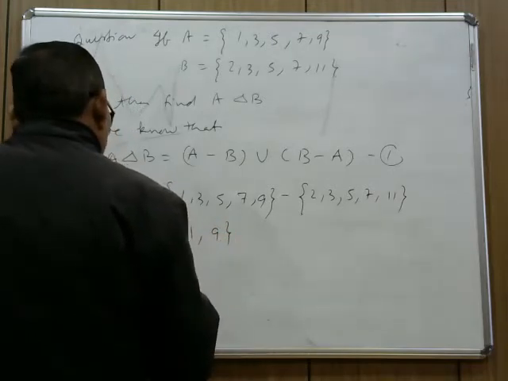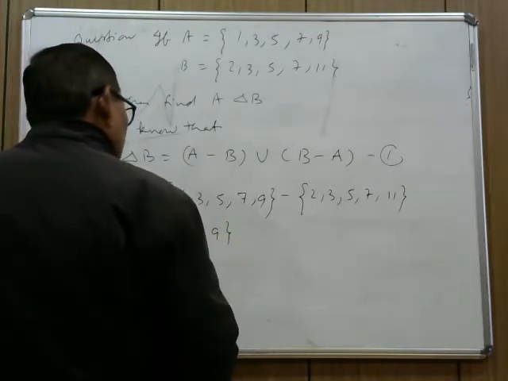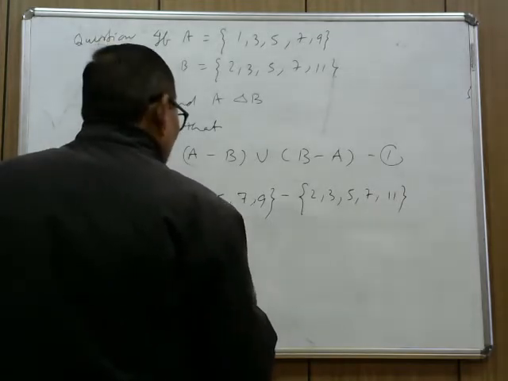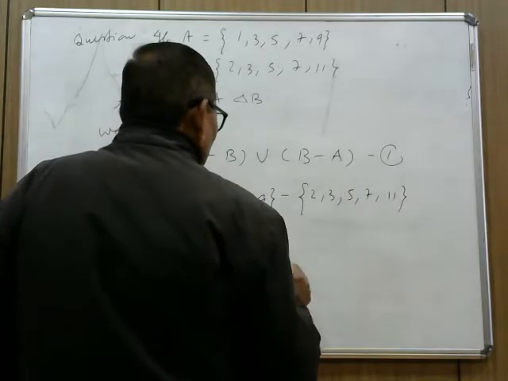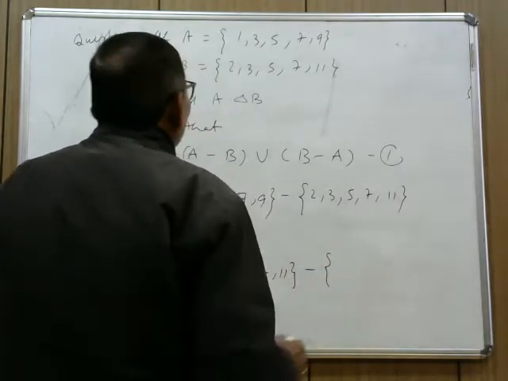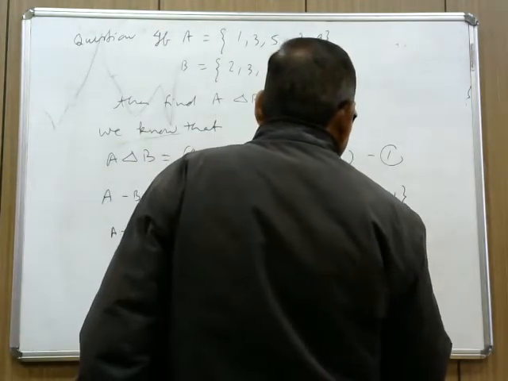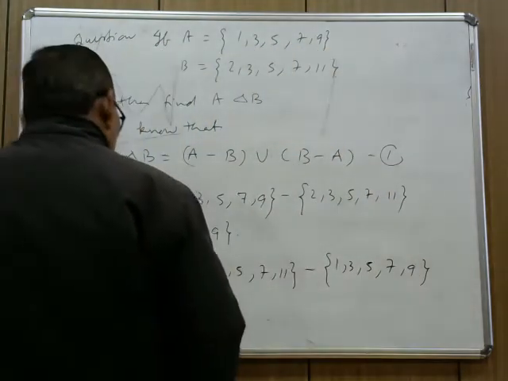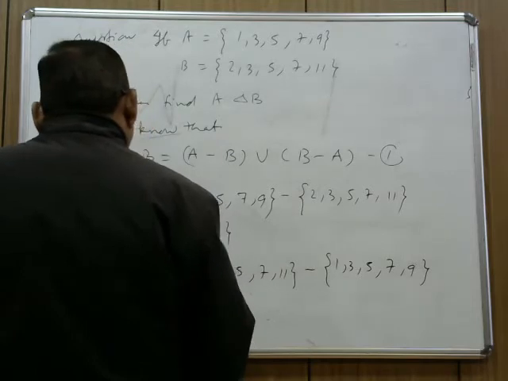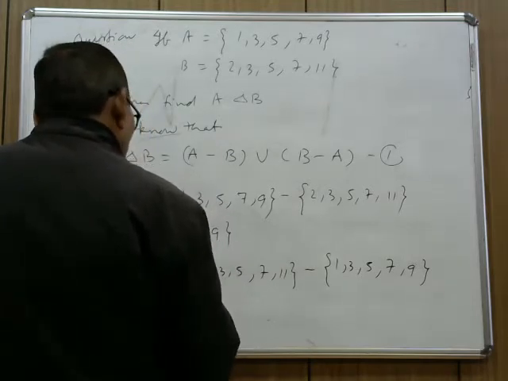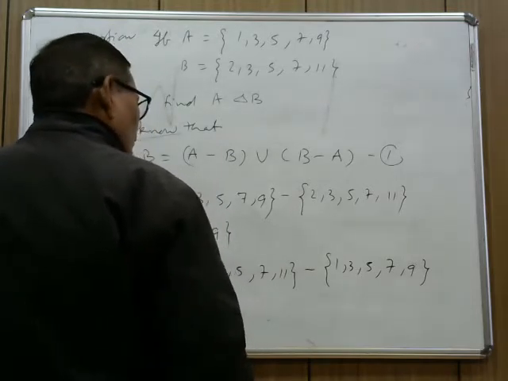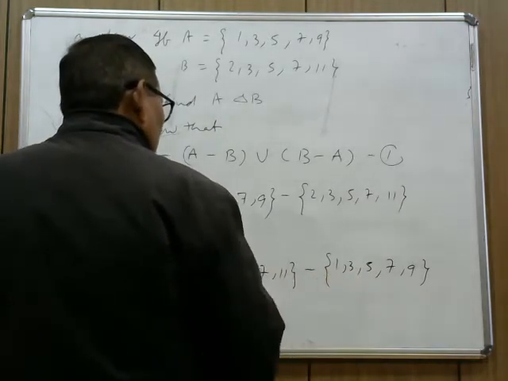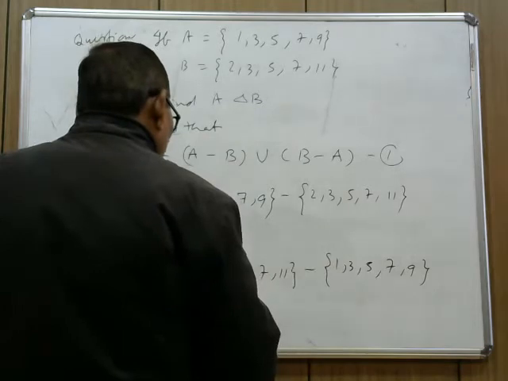Now find B minus A. Your B is {2, 3, 5, 7, 11} minus A, which is {1, 3, 5, 7, 9}. 2 belongs to B but 2 does not belong to A. So B minus A consists of 2; 3, 5, 7 are in both; 11 is here but 11 is not in A, so {2, 11}.